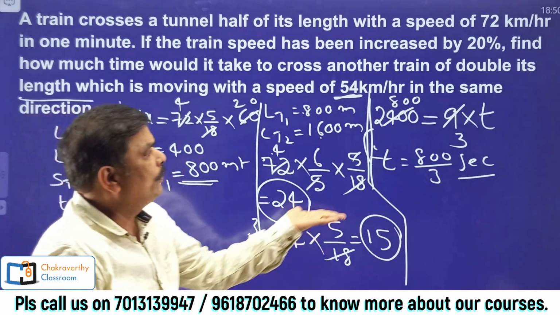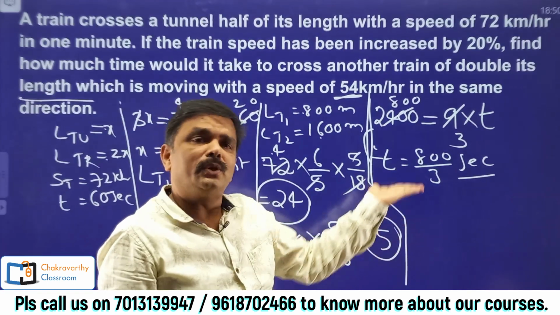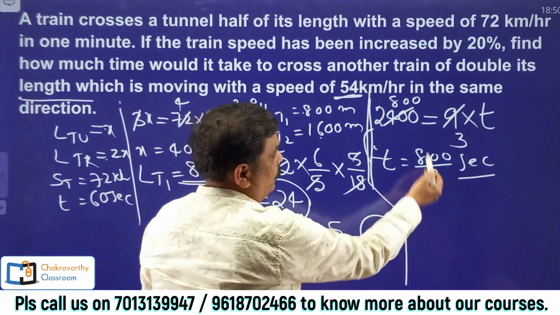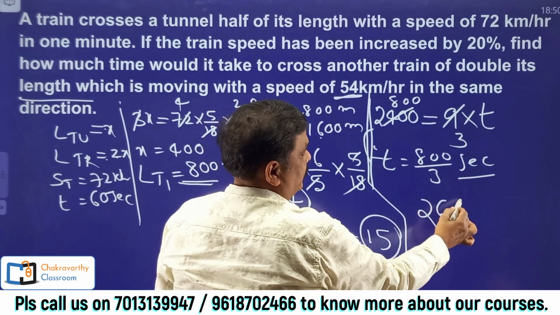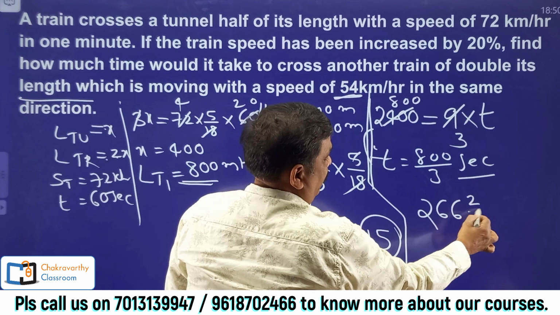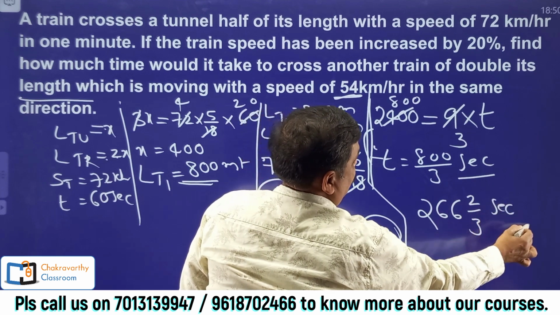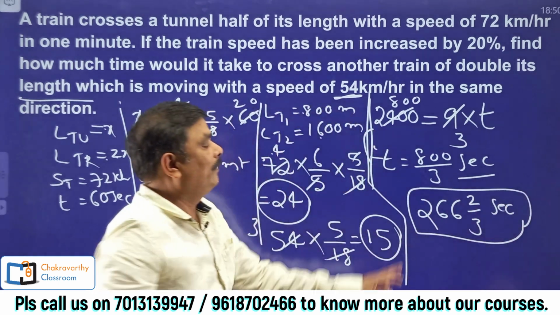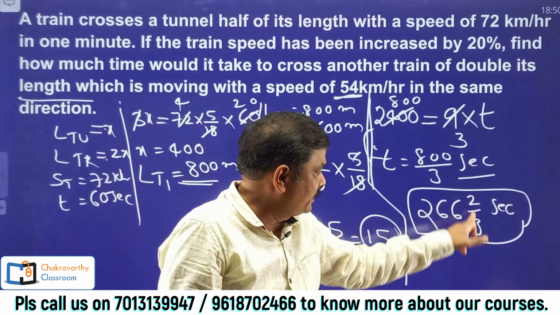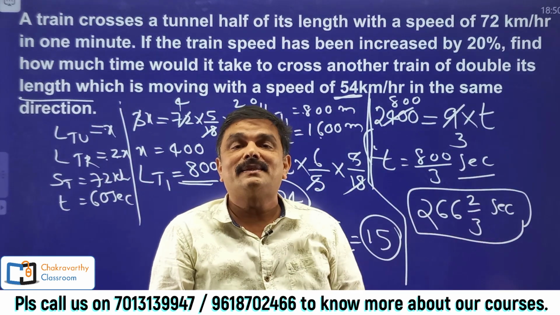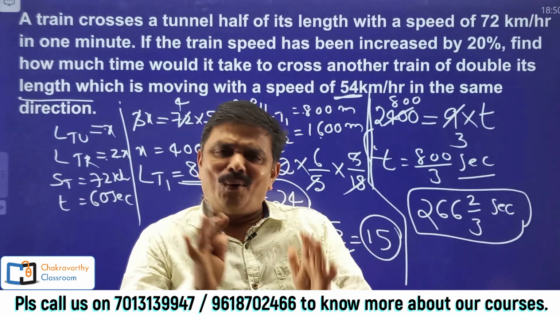Or else if you want to simplify this, you can go for the mixed fraction also. 3 times 6, 2 is the remainder, 3 6 times again 6 times. So that is 2 is the remainder, 2 by 3 seconds. Generally either that will be in the form of 800 by 3 seconds or 266 2 by 3 seconds in the examination. All of you got the idea?